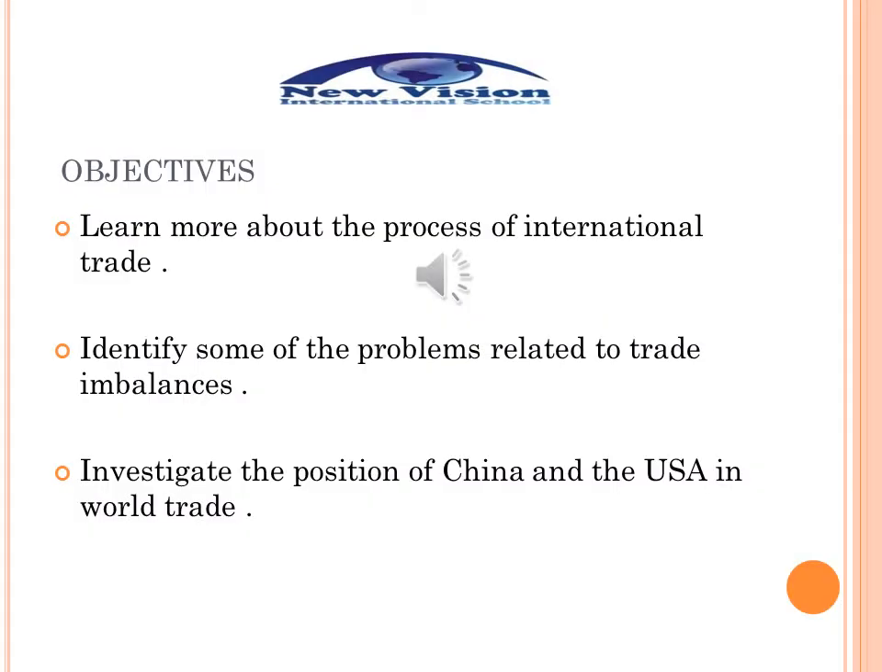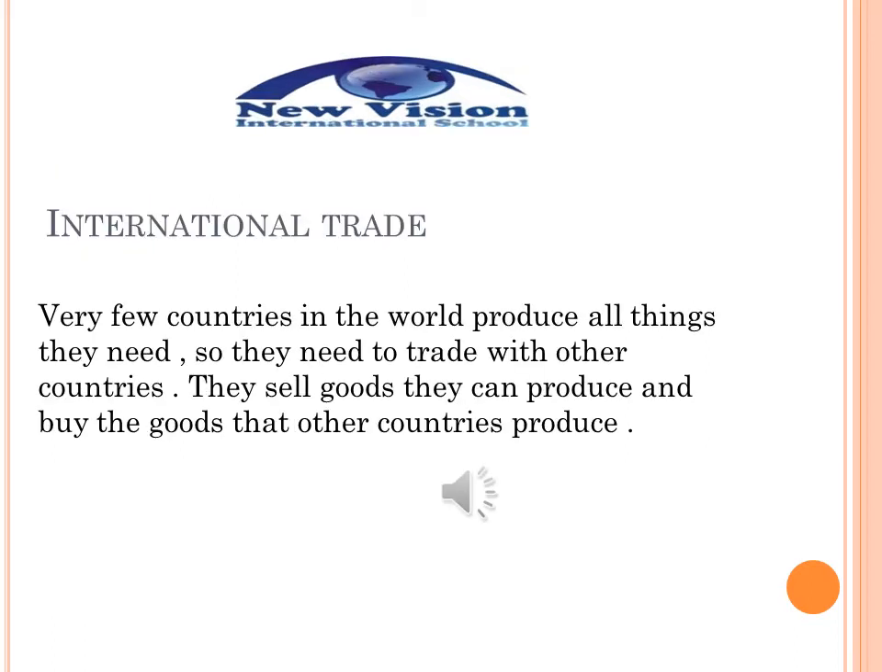Before we start the lesson, here we have the objectives of this lesson. Learn more about the process of international trade, and the second one is identify some of the problems related to trade imbalances. And the last one is investigate the position of China and the USA in world trade. International trade.